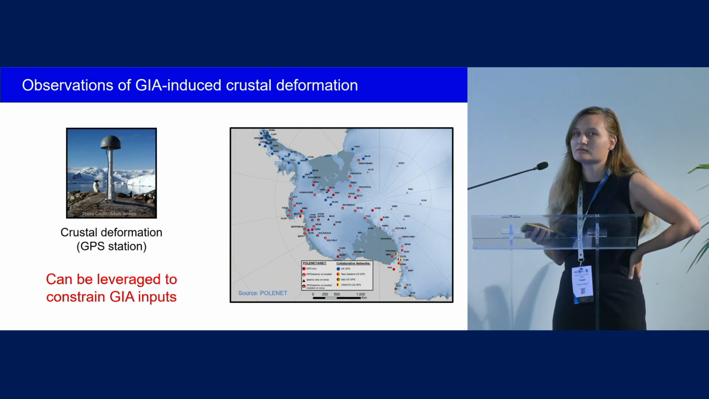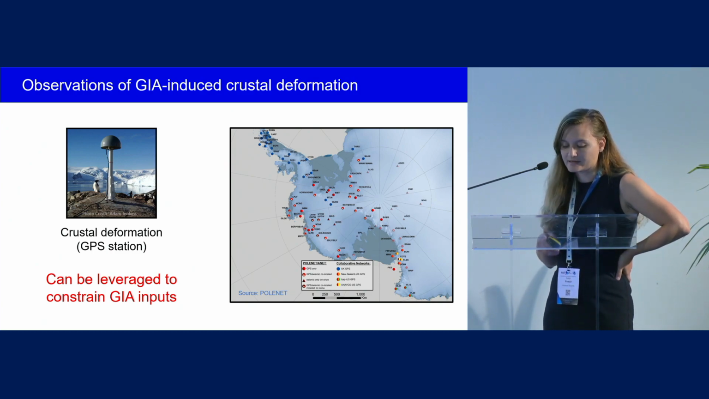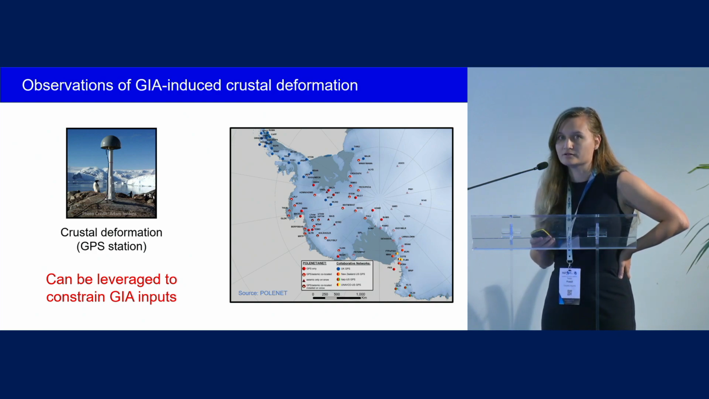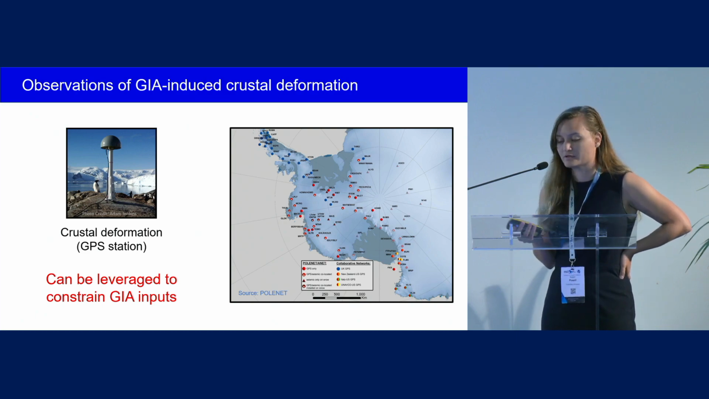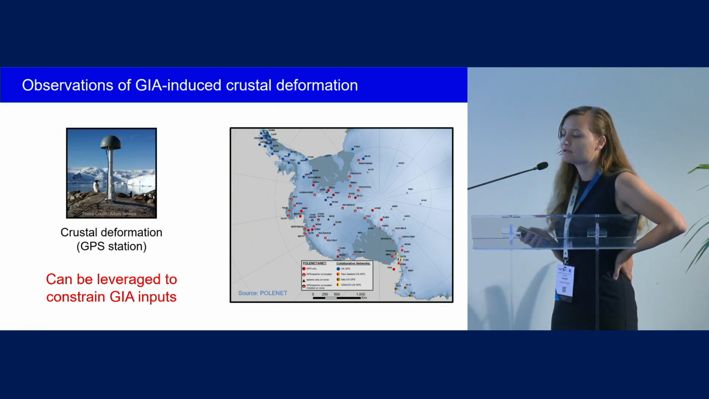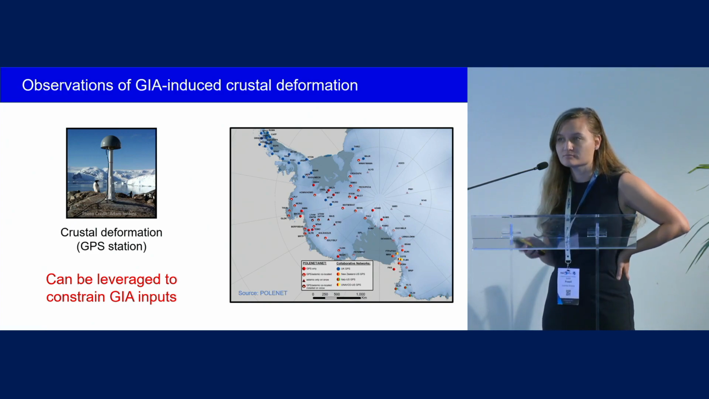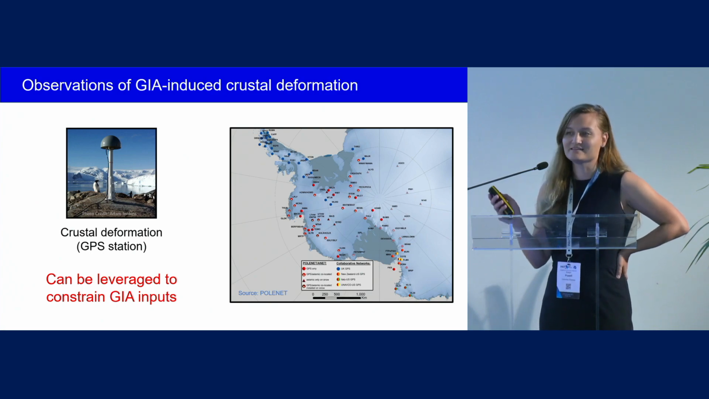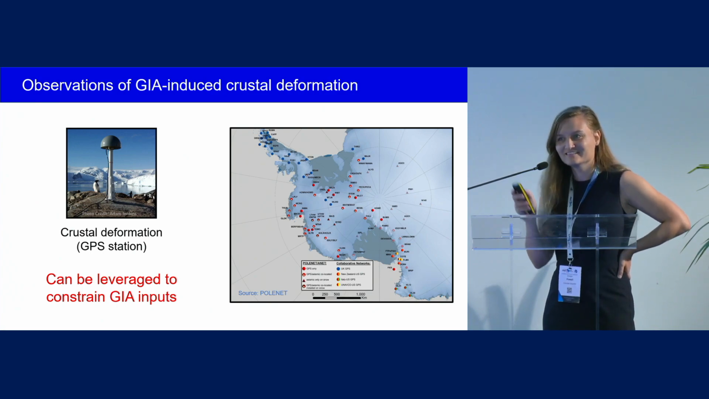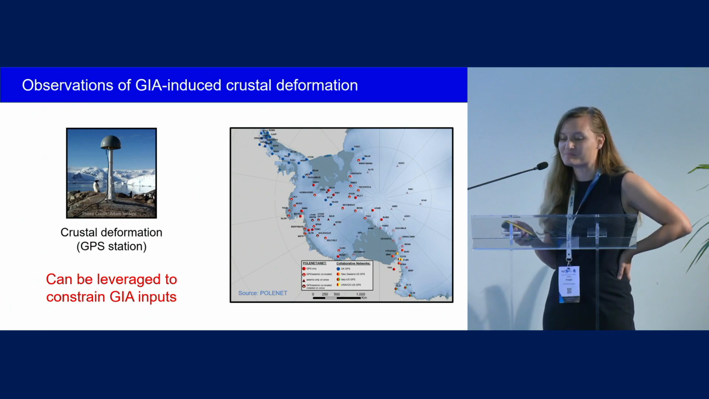And the important thing here is that this data set can be leveraged to constrain these GIA inputs, which are really important for these bigger picture questions. And I could, and I have, given an entire talk about the viscosity structure, but today we're just going to focus on the ice load itself. Please see Andrew Lloyd's poster, number 238, later today if you want to learn more about the viscosity.